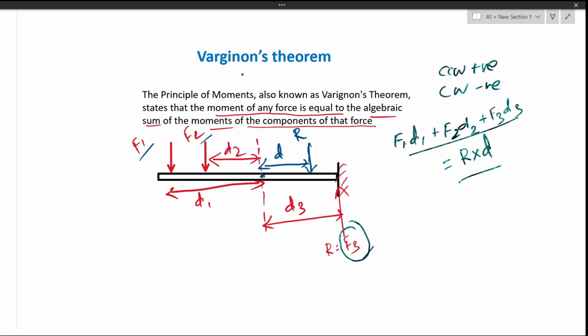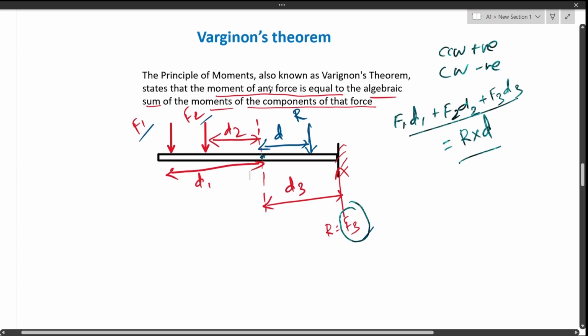This is what Varignon's theorem states: the moment of any force is equal to the algebraic sum of the moments of the components of that force. Each component is F1, D1, F2, D2 and F3, D3. The sum of these components' moments is equal to the moment of the resultant force from the same point. This is what Varignon's theorem states.